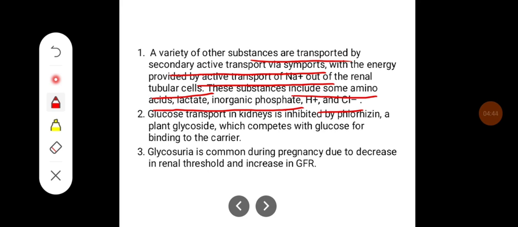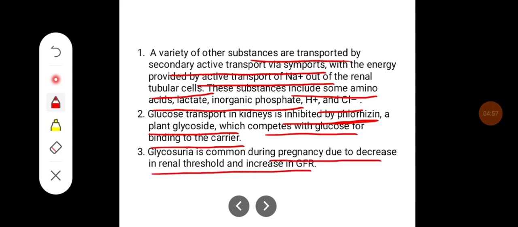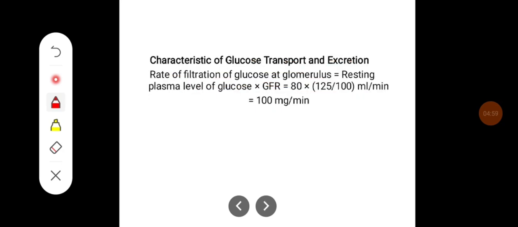Glucose transport in kidney is inhibited by phlorizin, a plant glycoside which competes with the glucose for binding to the carrier. Glycosuria is common during pregnancy due to the decrease in renal threshold and increase in GFR.